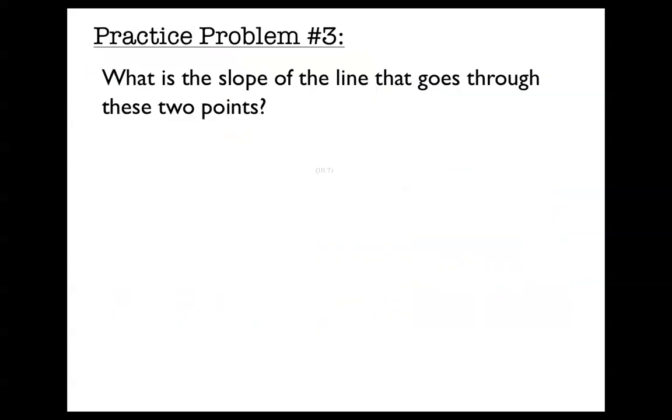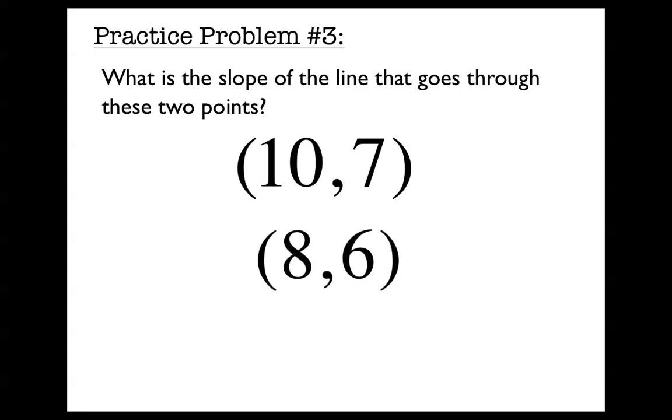Okay, so you can draw a graph of these 2 points and find the slope, or you can use the formula way to find the slope between these 2 points. Either one is fine, or you could do it both ways and just use that as a way to double check and see if you got the right answer. But either way, see if you can come up with the slope from 10,7 to 8,6.